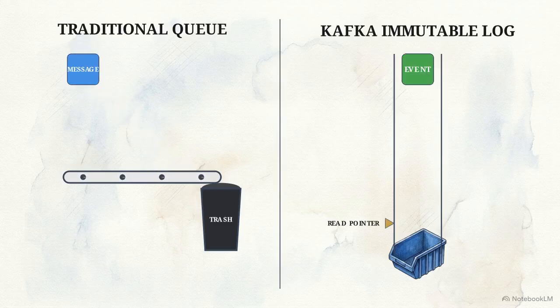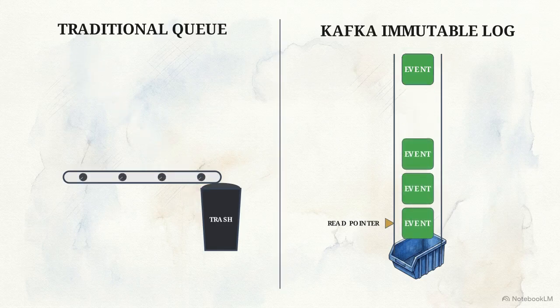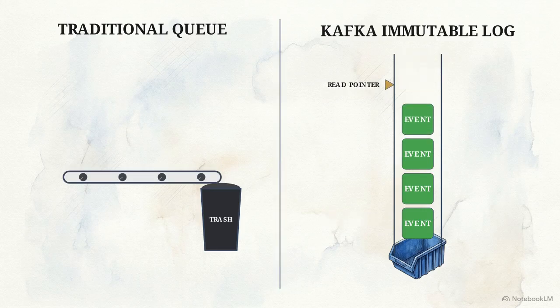On the left, a traditional message broker treats data as a checklist of ephemeral tasks, deleting messages once they are read. On the right, Kafka treats data as an immutable historical record. The data stacks indefinitely, and the consumer simply advances a read pointer down the list.